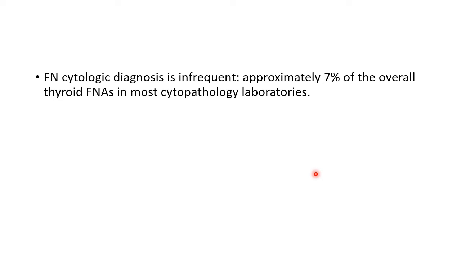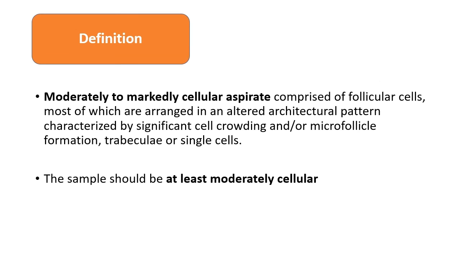Overall, the follicular neoplasms constitute only 7% of all the thyroid FNACs in most cytopathology laboratories. So what is the definition of this category? The smears consist of moderate to markedly cellular aspirate comprised of follicular cells, most of which are arranged in an altered architectural pattern, characterized by significant cell crowding or microfollicular formation, trabeculae or single cells. So the sample should be at least moderately cellular.